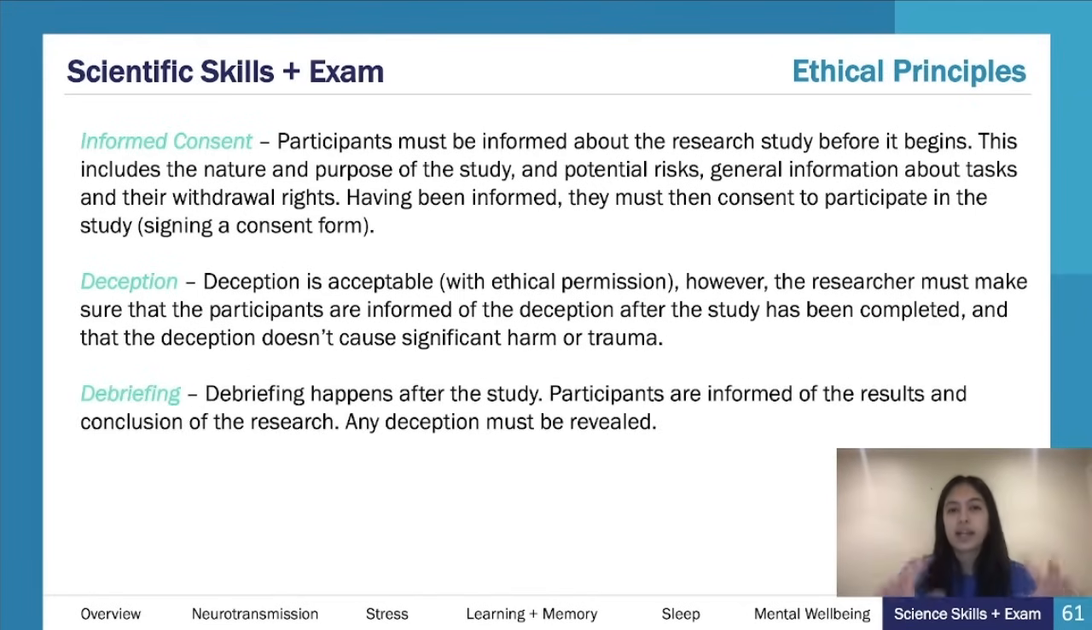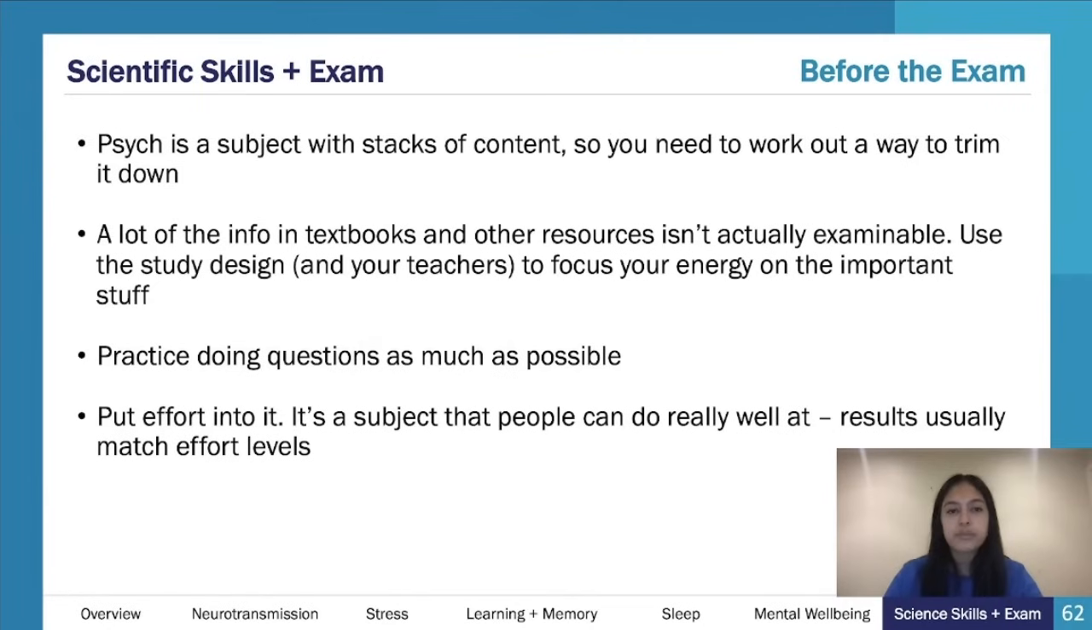Debriefing is what happens after the study. Importantly, debriefing happens after every study. I think it's a common misconception that debriefing only happens after deception. Even if I don't use deception in my experiment, you have to debrief the results. You have to tell the participants what you found, what's gone on, all this sort of stuff.